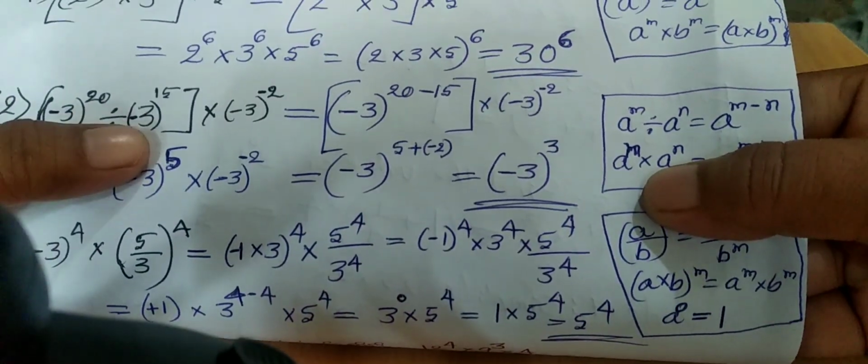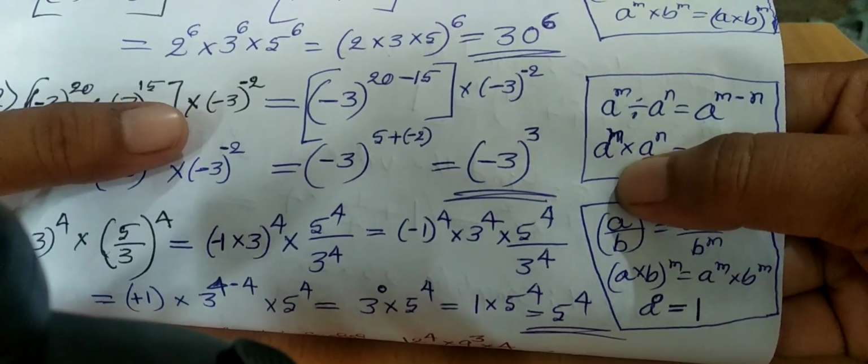So -3 to the power 5 into -3 to the power -2.